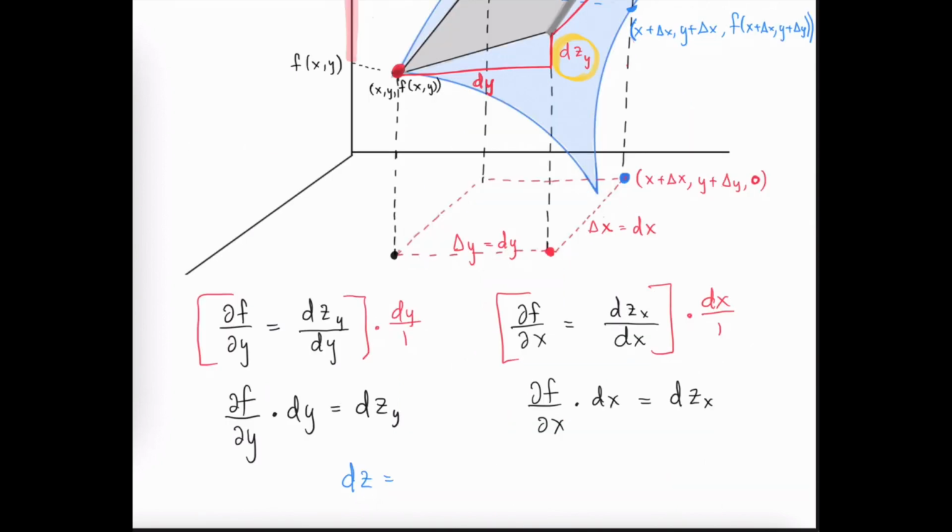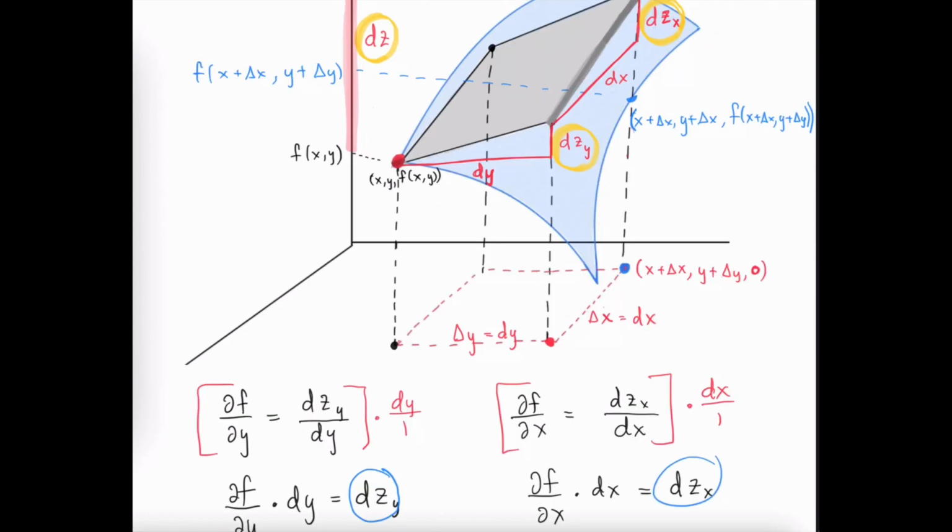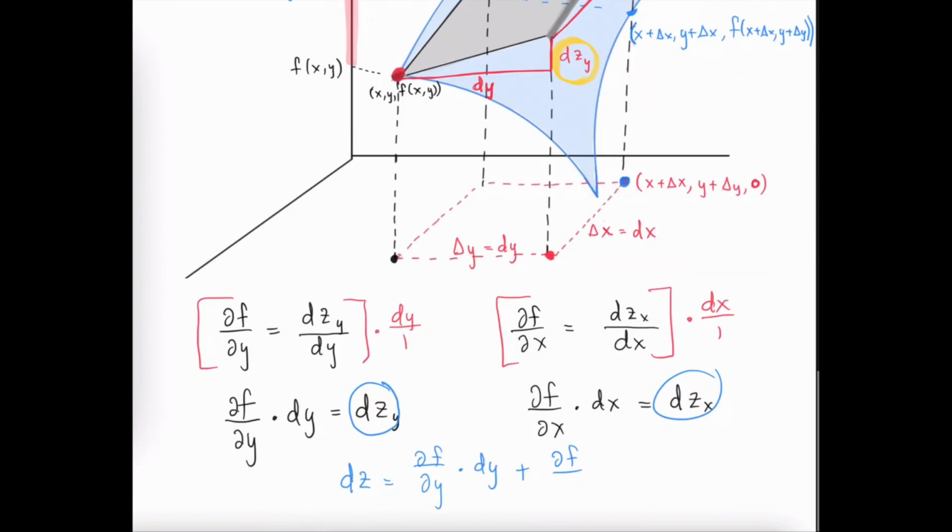So the total differential, dz, is going to be the small change in z due to a change in y, which is partial f with respect to y times dy, plus small change in z due to a change in x, which is partial f with respect to x, dx. And this is the formula for the total differential that we were trying to derive.